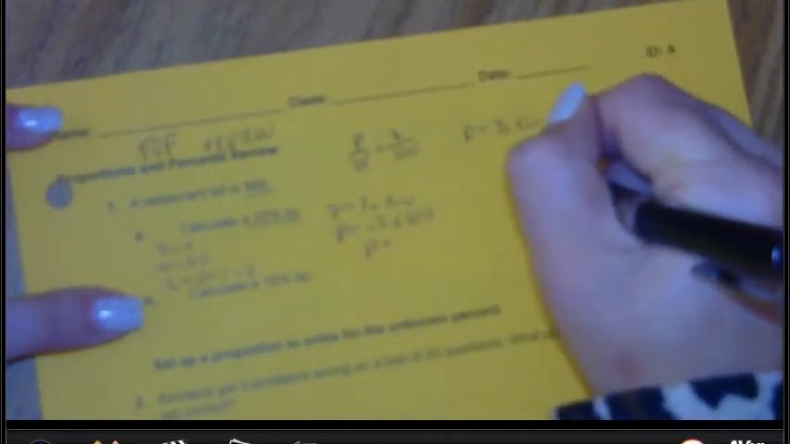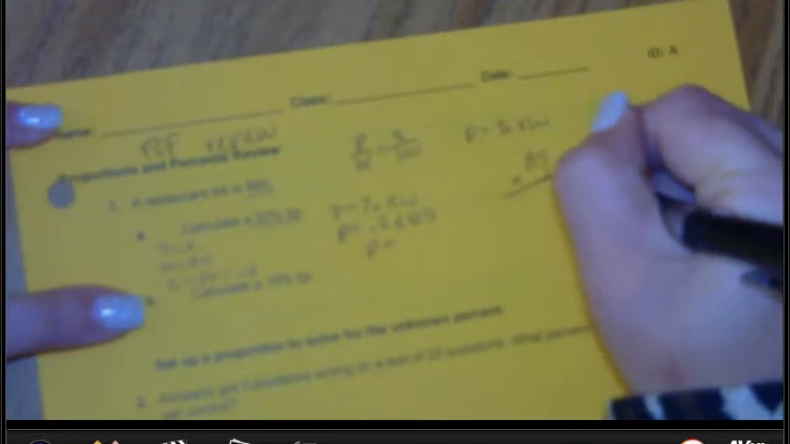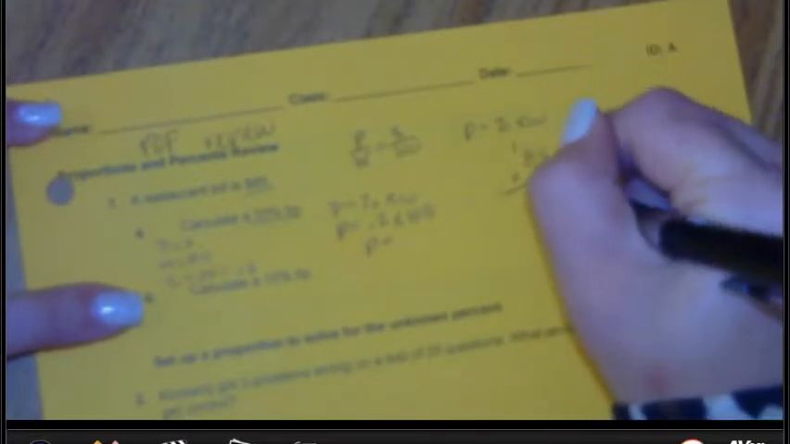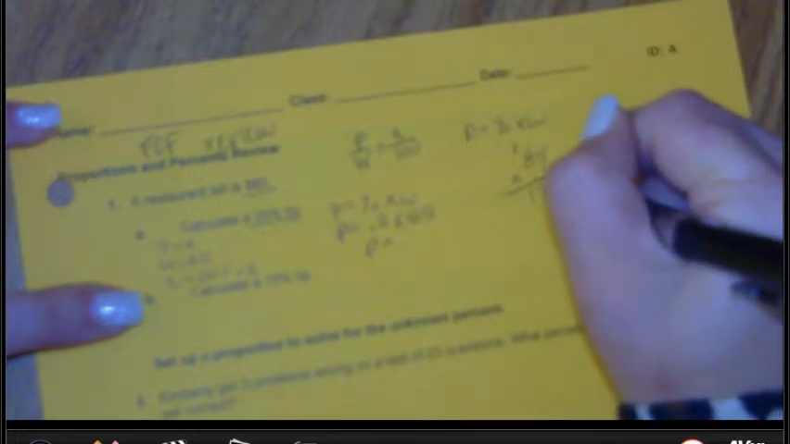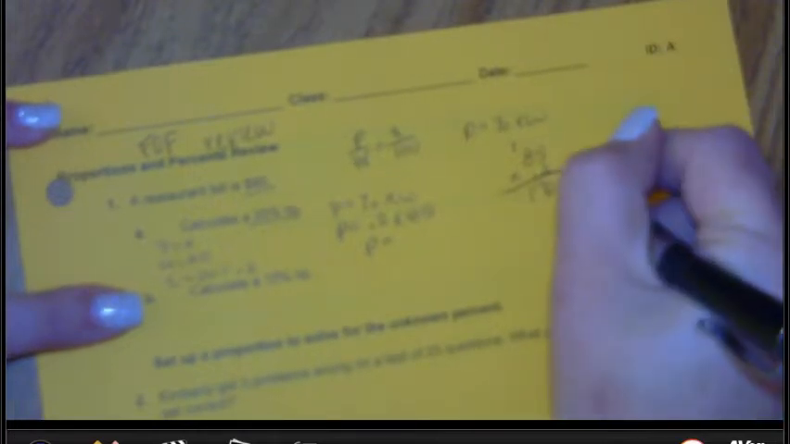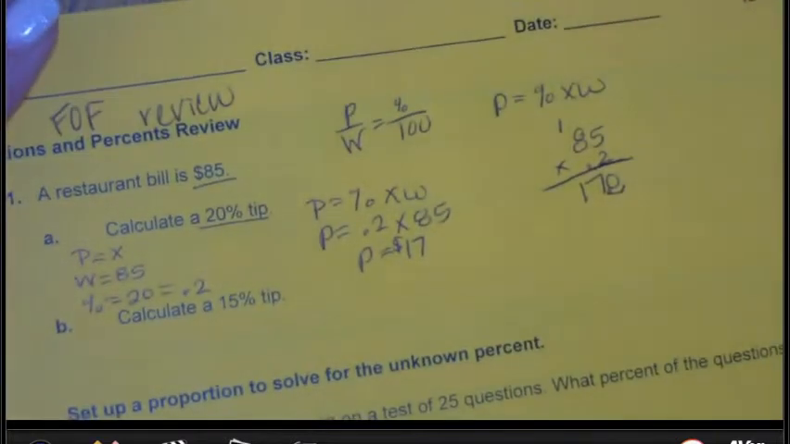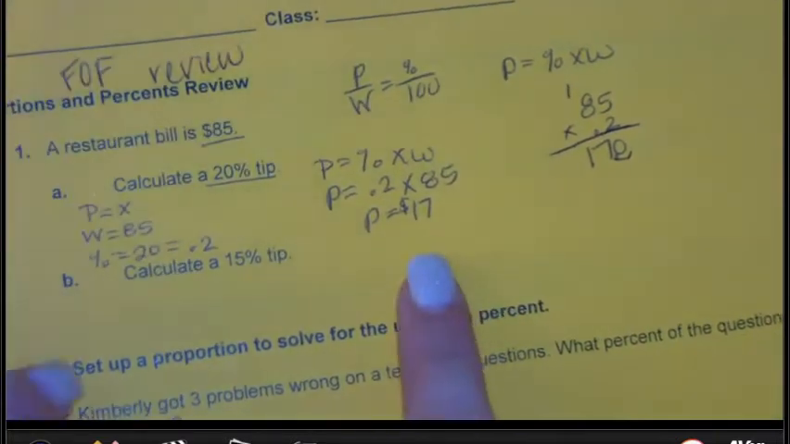So 85 times 0.2. 2 times 5 is 10. Carry the 1. 2 times 8 is 16, plus 1 more is 17. Now I have a 1 place value behind the decimal, so my decimal gets moved 1 time to the left to give me $17 is my tip.